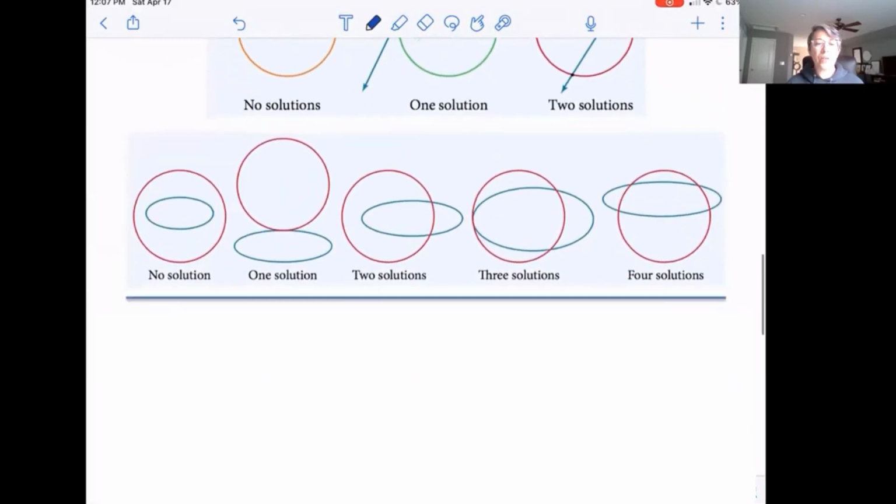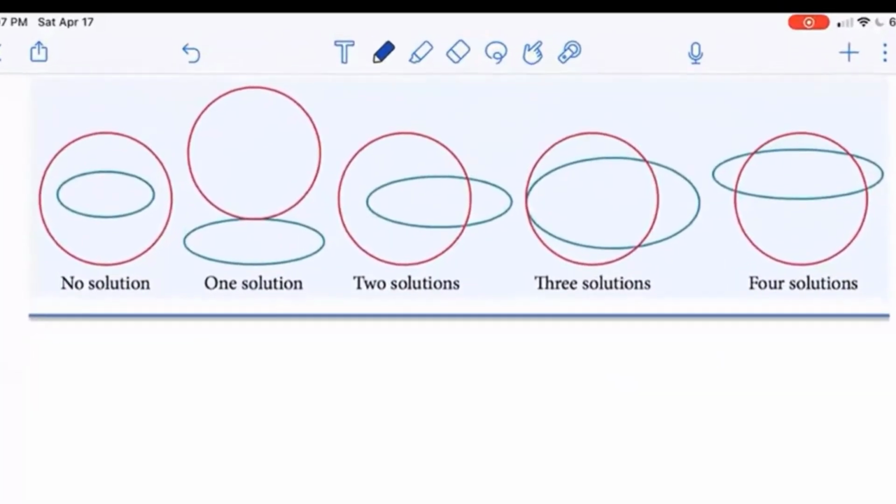But as we scroll down, what if we had two circles? They might not intersect at all. They may intersect at only one. They could intersect at 2, 3, or possibly 4, unless they were the exact same circle and they were right on top of each other and they intersect in all possible points.